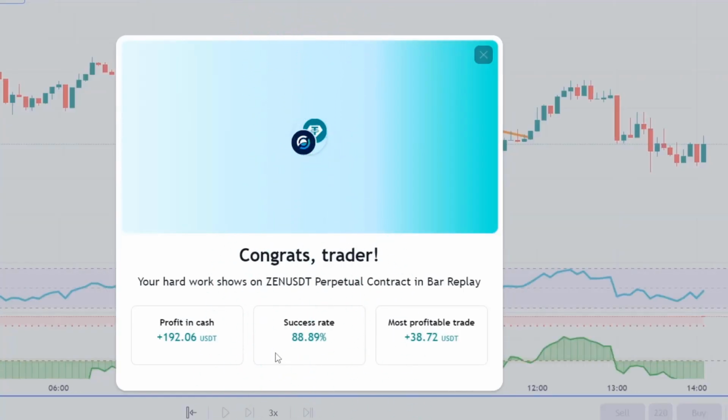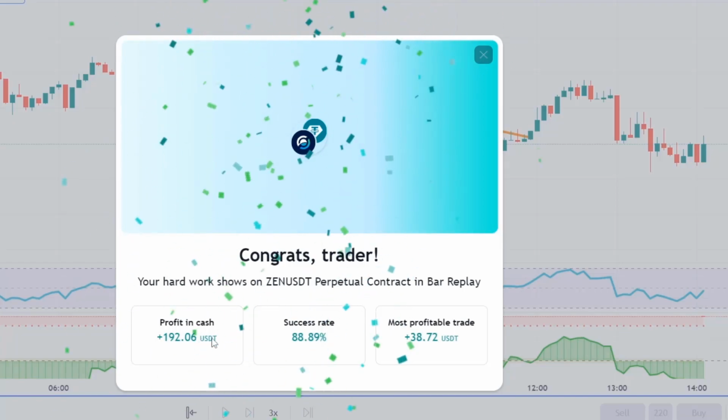Okay, that's it. You can see here, an 88% hit rate, 192 US dollars profit. That was just a small example of how it is when you apply it live. But I have to say, I haven't always done it as well as it has just worked. It was a pure coincidence with the Zen coin. I'll take a look at it. You have to take a closer look.